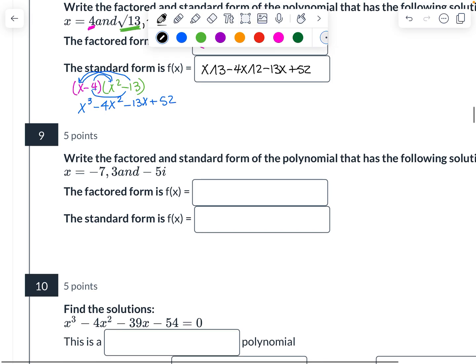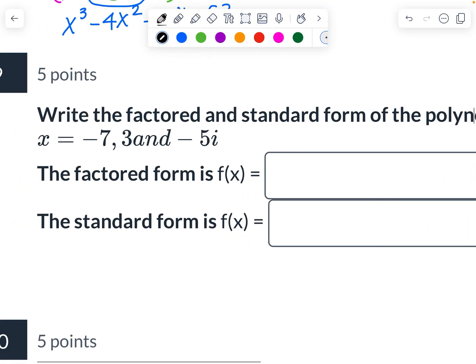All right, here we go. Same type of problem. I tell you you have a negative 7. You should tell me that gives me a factor of x plus 7. I tell you you have a 3. You should tell me that gives you a factor of x minus 3. I tell you you have a negative 5i.